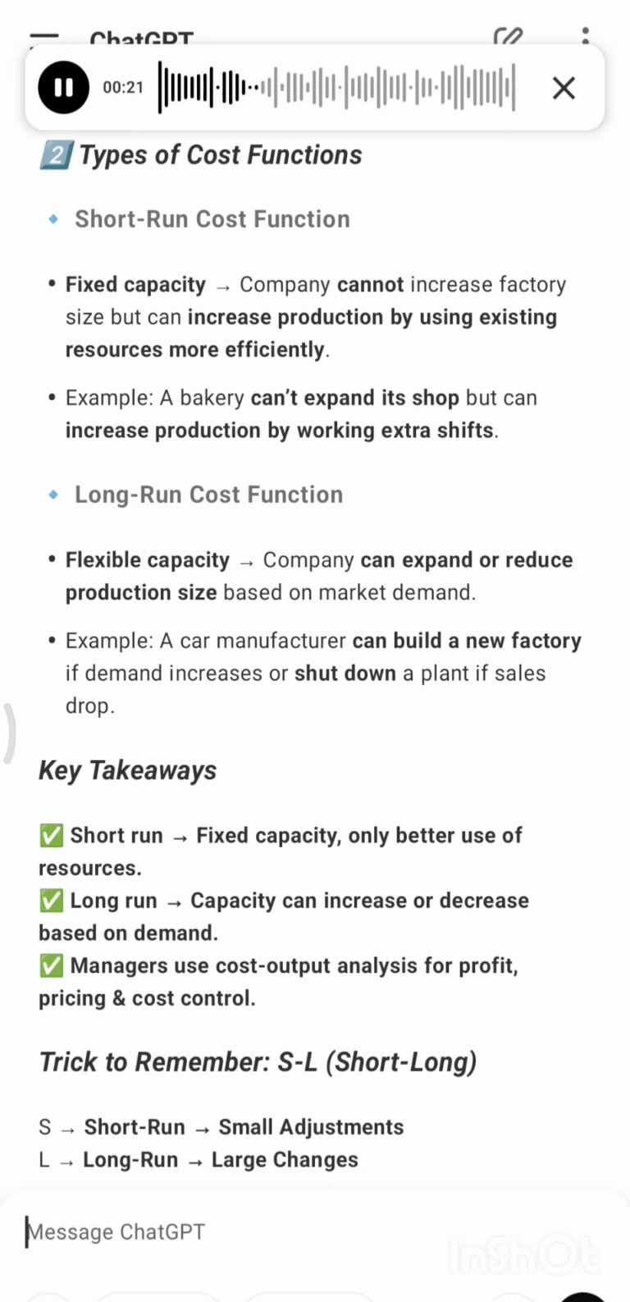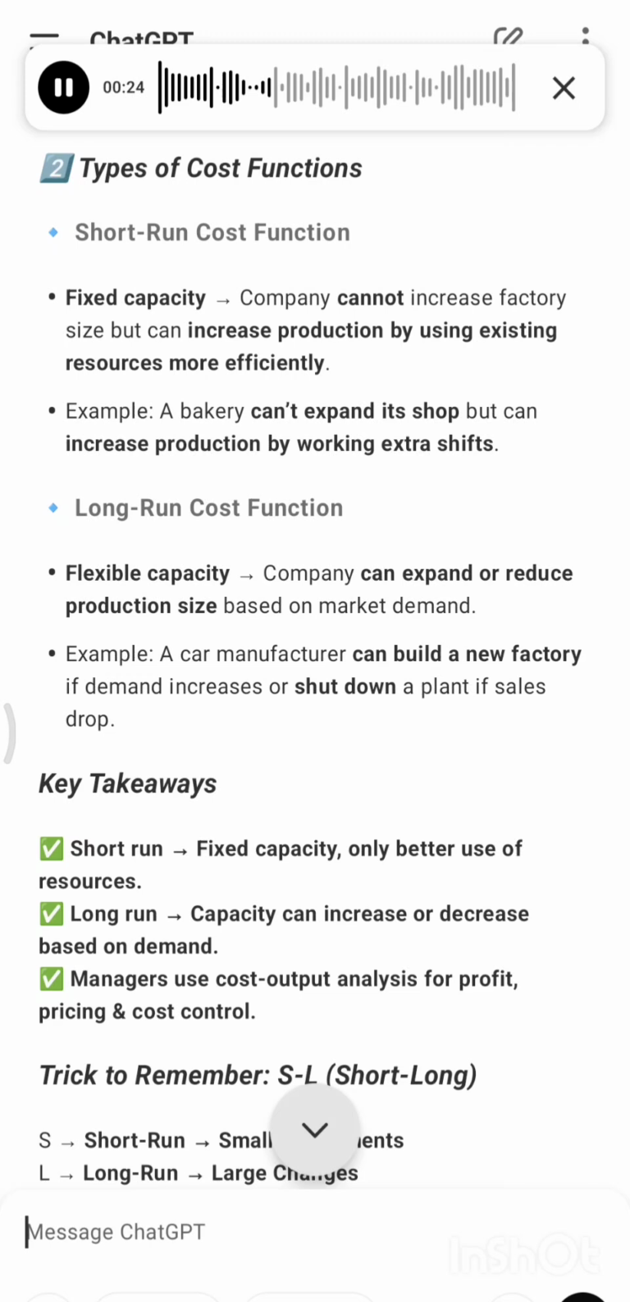Types of cost functions. Short-run cost function. Fixed capacity. Company cannot increase factory size but can increase production by using existing resources more efficiently. Example, a bakery can't expand its shop but can increase production by working extra shifts.